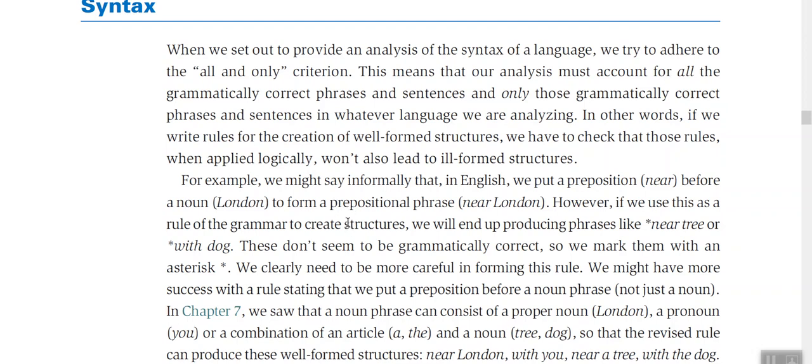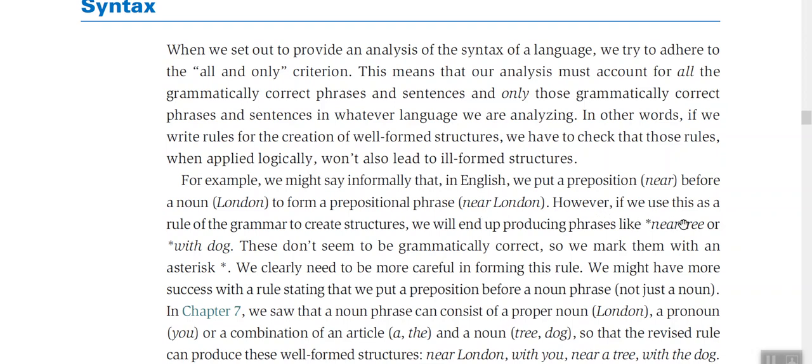We will have an example if you want to understand it more. For example, we might say informally that in English we put a preposition near before a noun. Near London. Where do you live? I live near London. For example, near London, to form a prepositional phrase. So this is a rule. Near, preposition, plus London.